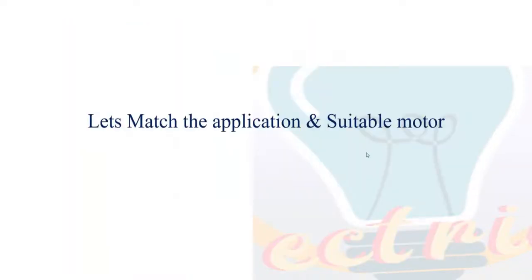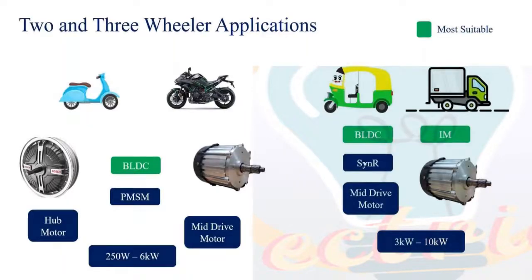So finally, let's match the motors to suitable applications. Can you tell me the motor suitable for two-wheelers? Right now, the most suitable candidate for two-wheeler application is the BLDC, either hub motor, depending on whether it is a scooter or a bike. But some companies still use PMSM motors depending upon their performance requirements.